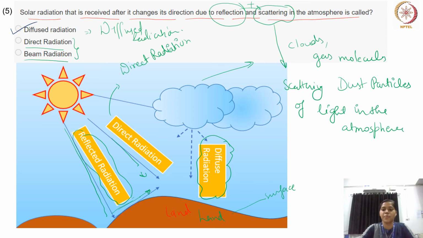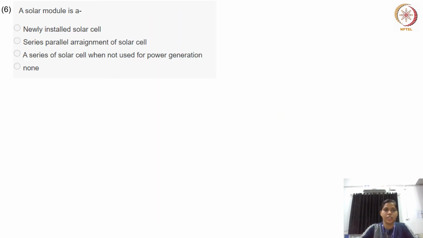Okay. So now let's move on to the next question. The next question is, a solar module is what? It's a newly installed solar cell, or it's a series parallel arrangement of solar cells, or it is a series of solar cells when not used for power generation. And the last option is none of the above. So what do you think? Which option will be the correct answer?